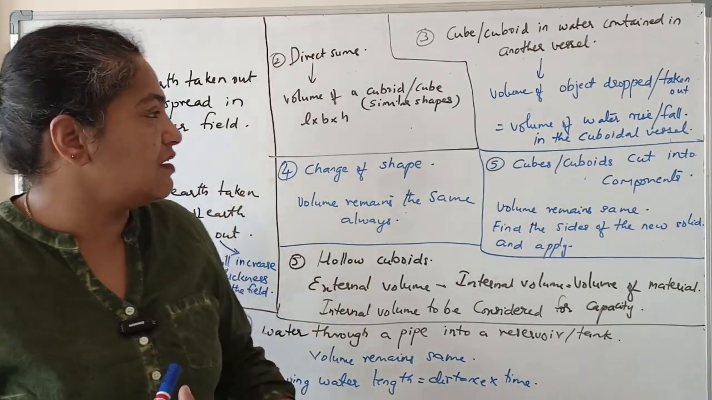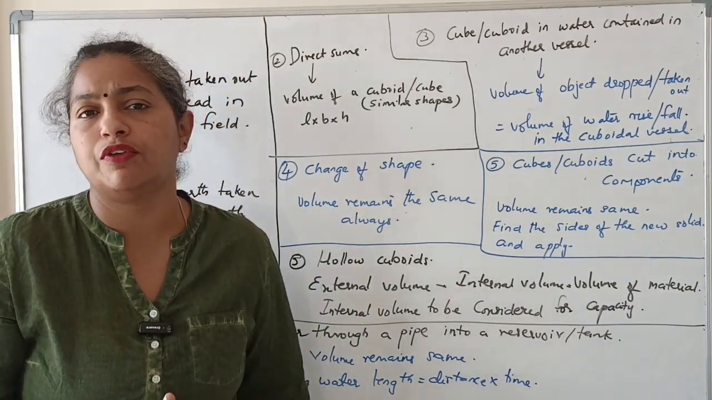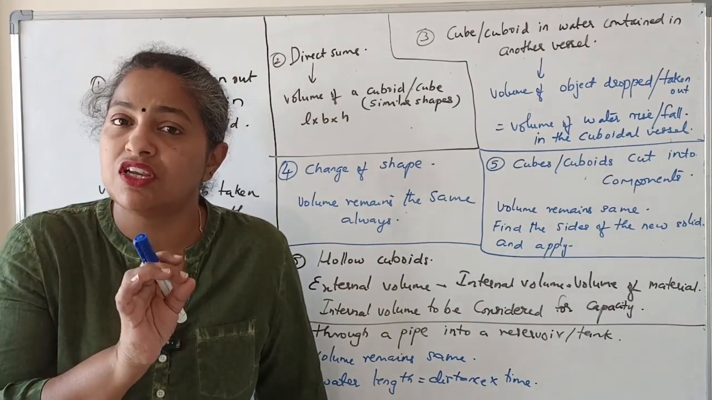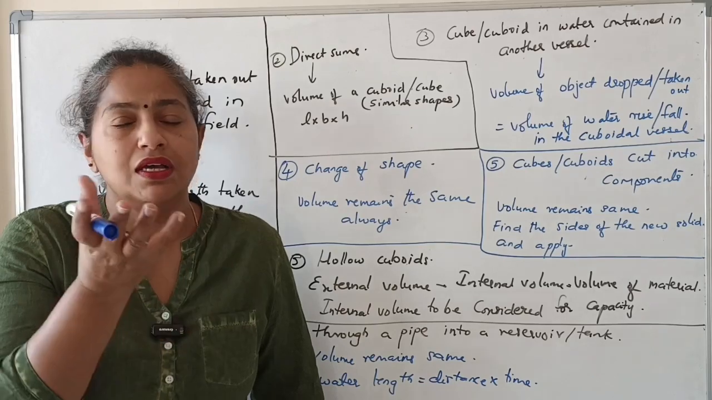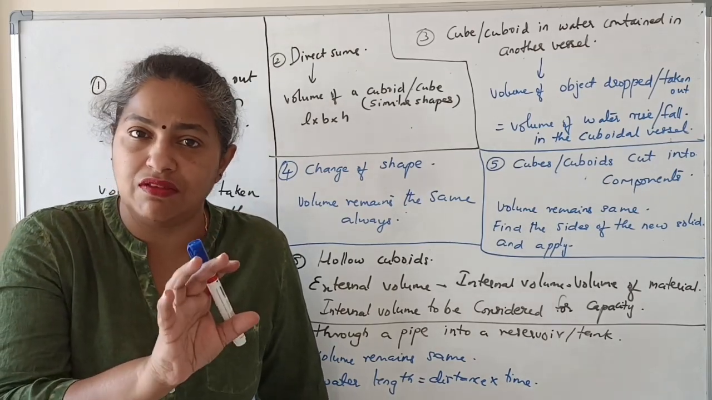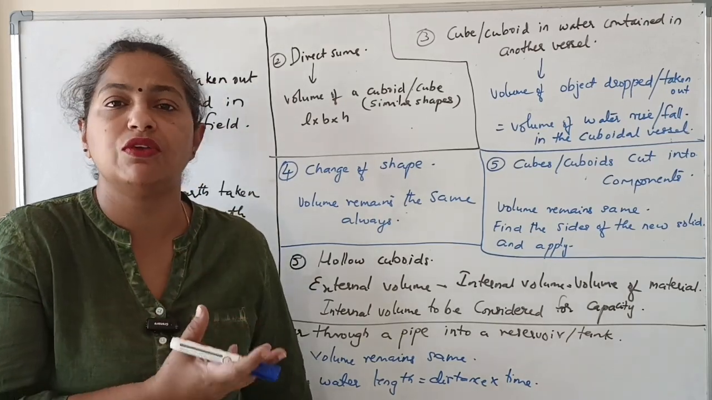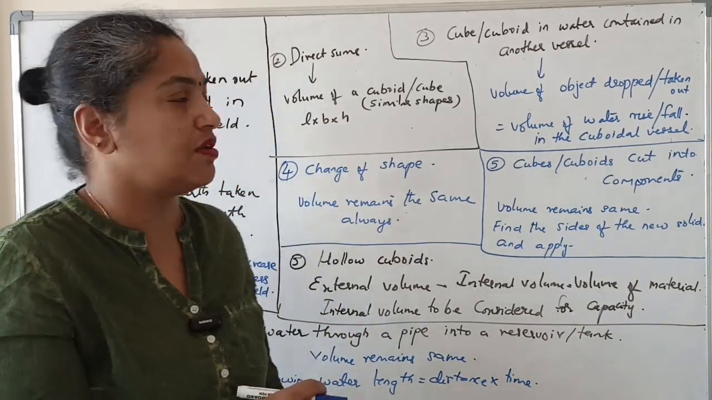Now the second one is a direct sum. You will be asked to find the volume of a cube or a cuboid. Either the values will be directly given to you, or sometimes a ratio will be given, and then some other relationship between the three quantities, L, B and H, will be given. You can figure out the individual values by using the ratio and that particular relationship.